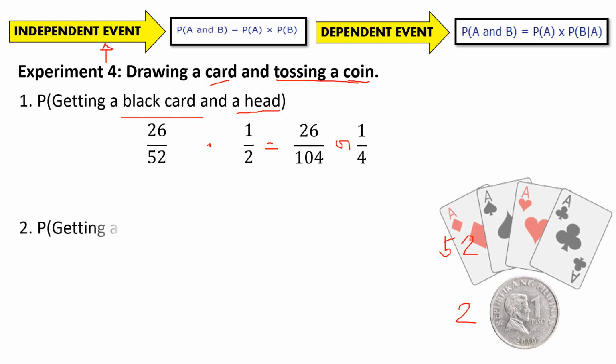Number 2, probability of getting a heart and a tail. The number of hearts is 13 over 52. The number of tails from a coin is just 1, so 1 over 2. Multiplying these two, it will give us 13 over 104, or in simplest form, 1 over 8. So that's how simple it is in computing probabilities.